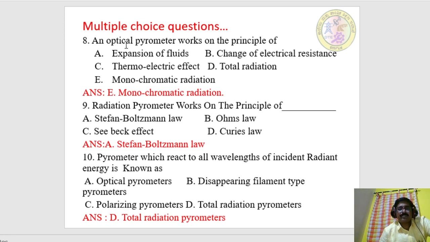Eighth multiple choice question: an optical pyrometer works on the principle of expansion of fluids, change of electrical resistance, thermoelectric effect, total radiation. It's a quite simple answer. Option D is total radiation and option E is monochromatic radiation. You can observe here, generally we may get confused and take total radiation, but it is generally monochromatic radiation.